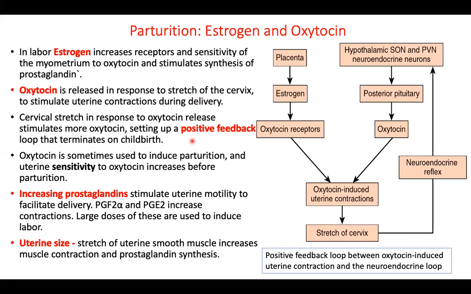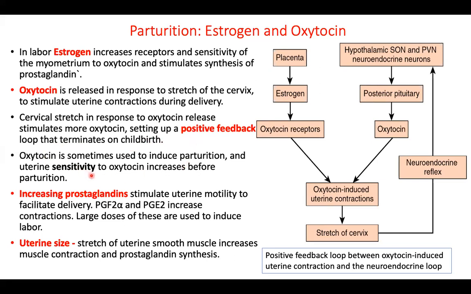Oxytocin. And remember, it's a positive feedback loop. And you can say over here, they say oxytocin is sometimes used to induce parturition. Parturition is the delivery. And so, yeah, it terminates a childbirth. I would say it's mostly really present during the actual labor part, like the active phase of labor.